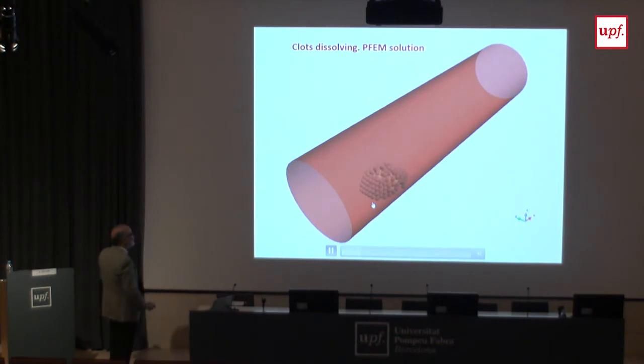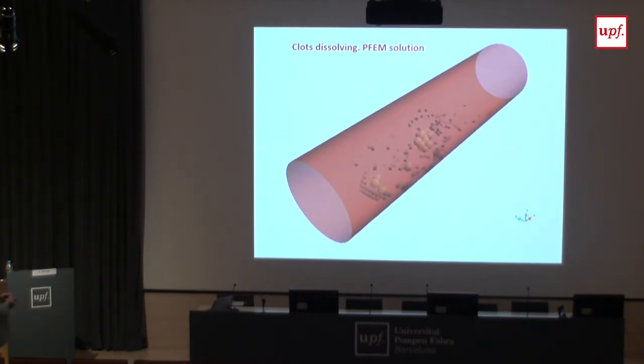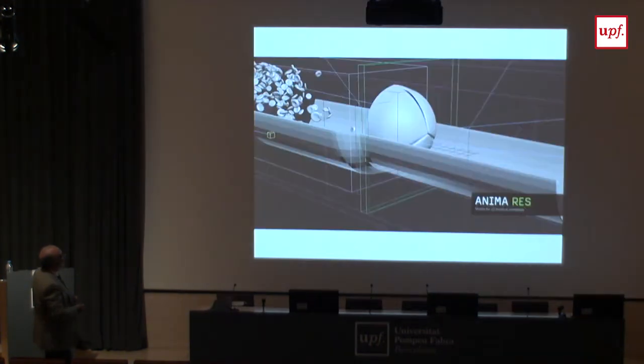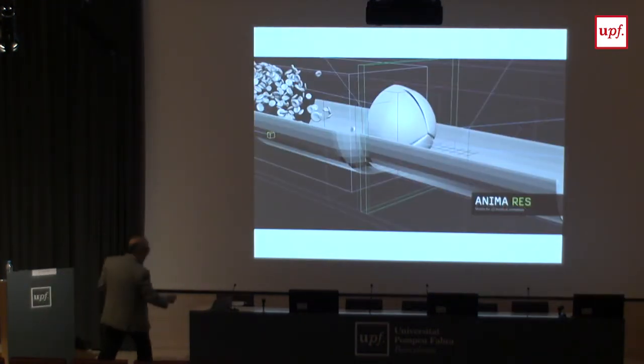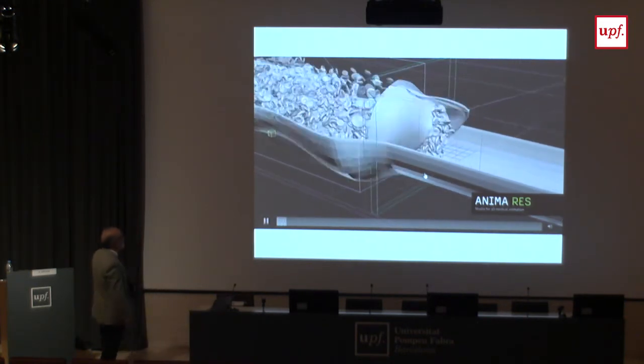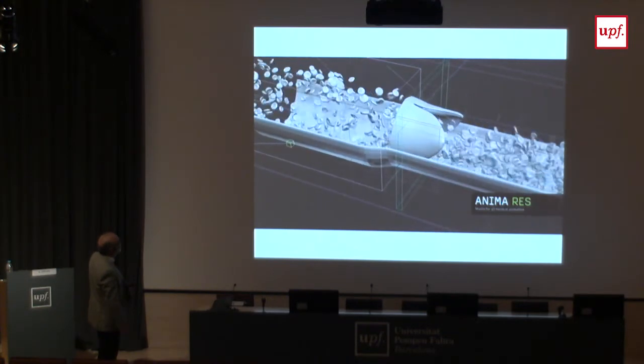You have flow, fluid passing. We don't plot the fluid. And then it moves. Some of it is fully dislocated, but some goes in blocks. OK. This is an example from a commercial vendor, particles put on a valve.